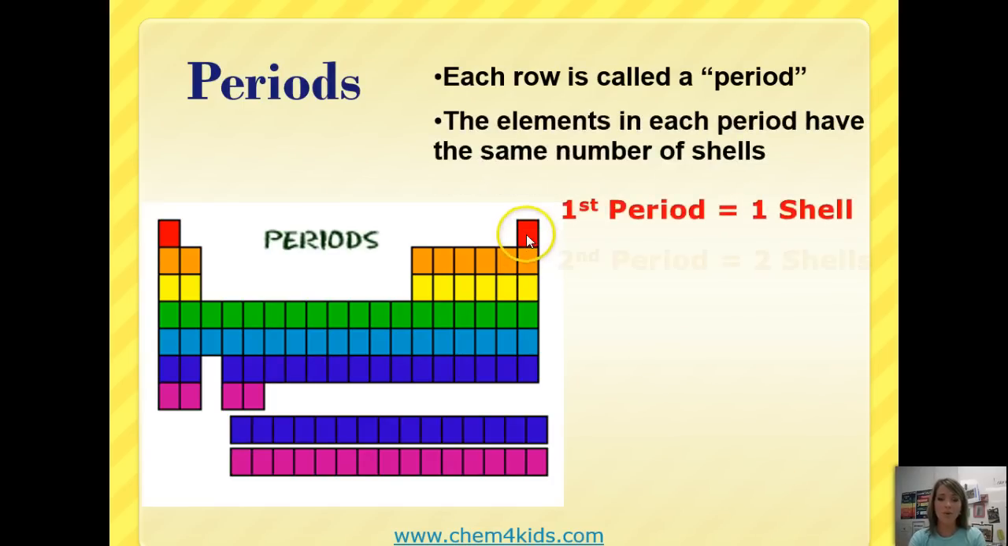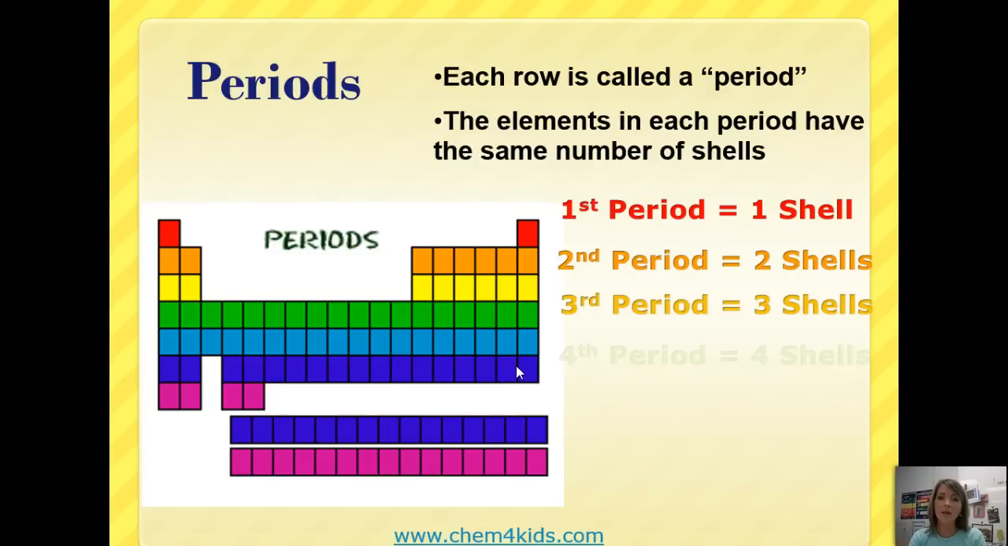You can see that the rows are different colors here, each of the periods, and the elements that are in the same period have the same number of shells. So here, the red ones in the first period have one shell or one energy level. In the second, the orange, all of those have two shells or two energy levels. Third, it has three energy levels, and the fourth period has four energy levels. And that pattern continues as you go down the periodic table.